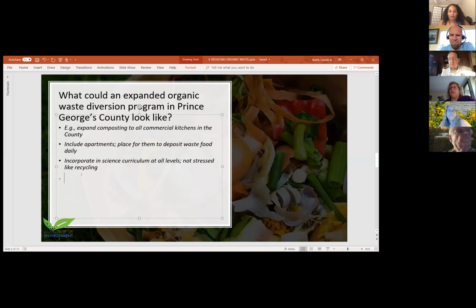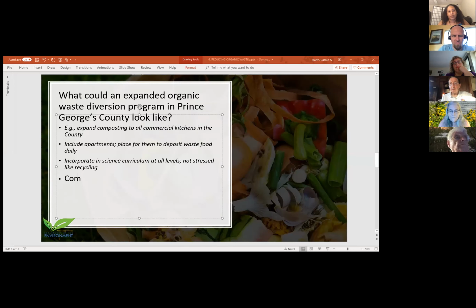David? Yeah, I live in the northern part of the county and have been working with a group of composting advocates for some time now. And one of the things that I would like to see is some way to demonstrate to other parts of the county what composting could be at different levels, establishing a composting demonstration project somewhere in the northern part of the county. Thank you.